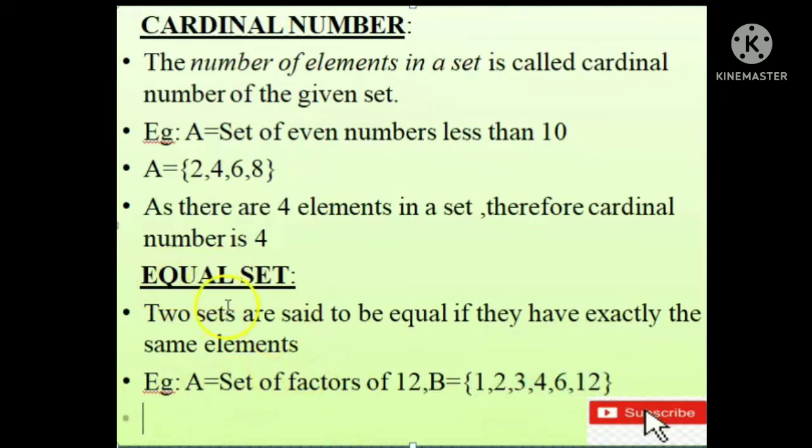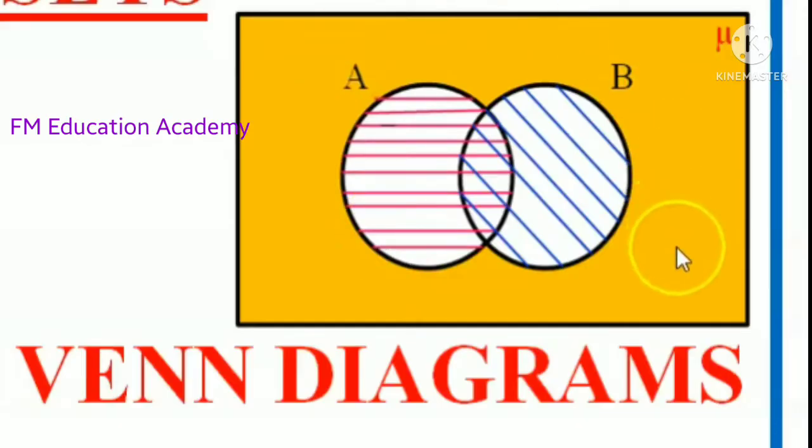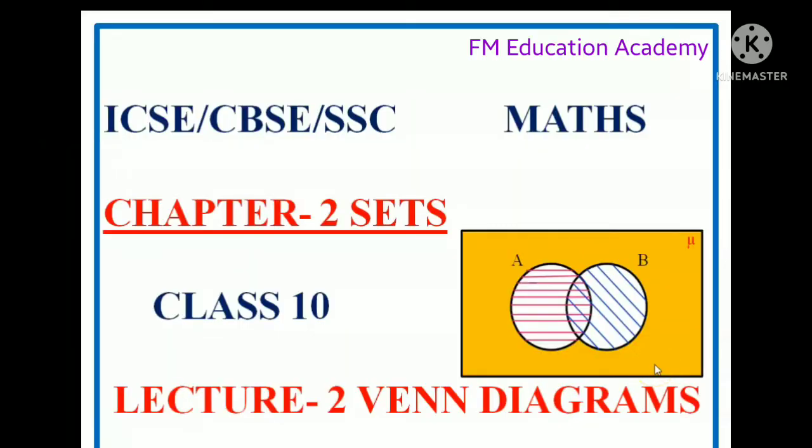Then it is called as equal set. The figure which you are seeing in this video is actually a Venn diagram. So in today's video lecture, we are going to see the types of Venn diagrams in sets.